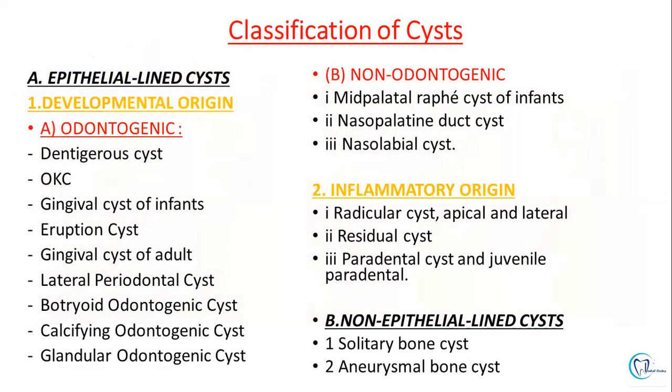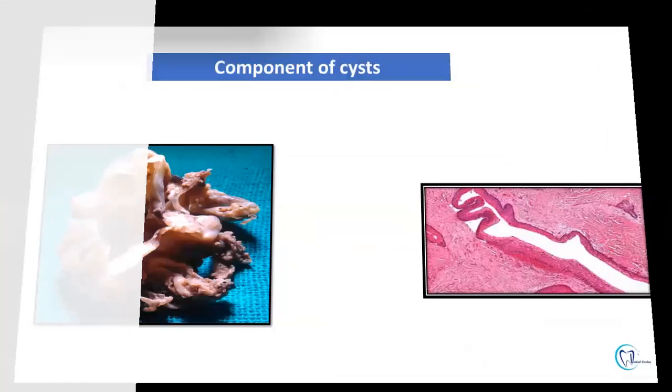So the classification of cysts of the jaws was given by Shears, and according to that classification, the cysts were classified into two broad categories: the epithelial lined cyst and the non-epithelial lined cyst. In the epithelial lined cyst, we have further two subdivisions: developmental origin and inflammatory origin. In the developmental origin, we have odontogenic cysts and non-odontogenic cysts. So today we'll be discussing odontogenic keratocyst, which is a developmental odontogenic cyst, which is an epithelial lined cyst.